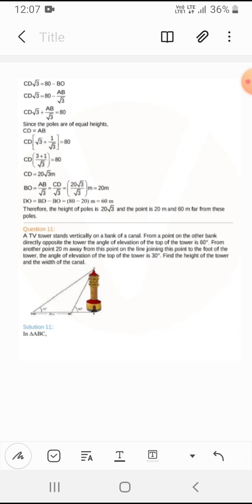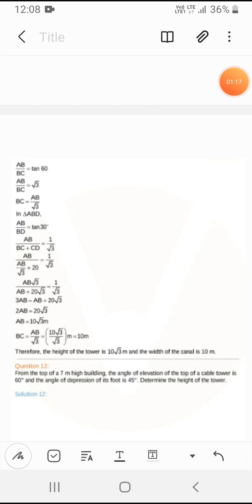So like this they have drawn, and this is 60 degree, 30 degree, and the height is 20 they have written. Next, we will take AB by BC is equal to tan 60, that is root 3. So AB root 3 is the answer, and AB by BC plus CD is equal to 1 by root 3. So AB by root 3 plus 20.